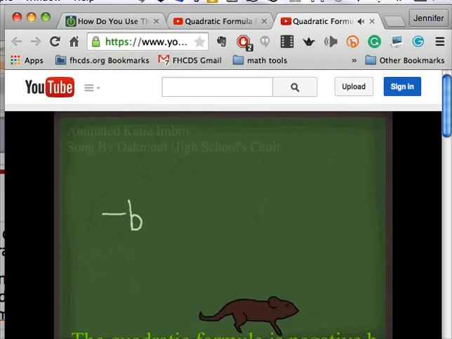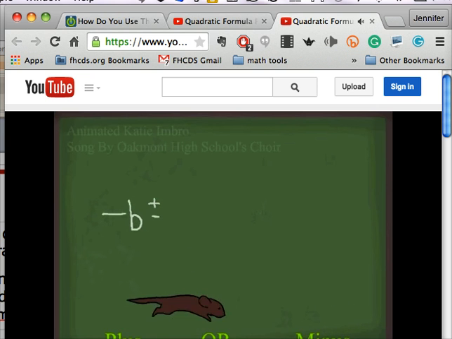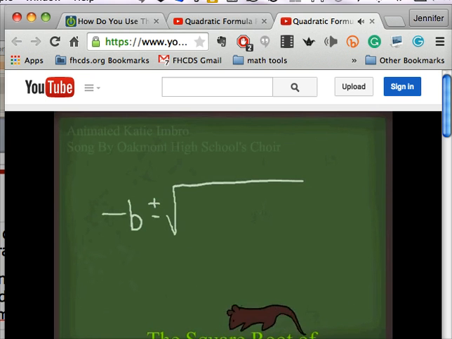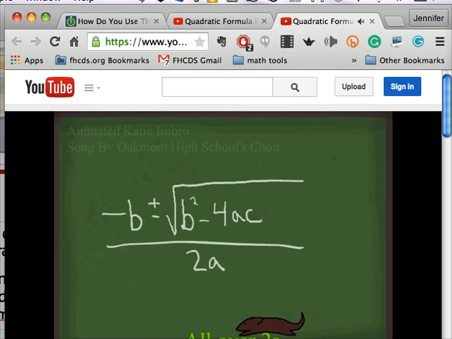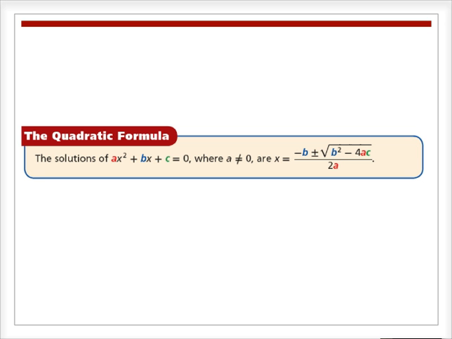The quadratic formula is negative b plus or minus the square root of b squared minus 4ac all over 2a. So that's the quadratic formula, and it makes it easy for you to remember the formula.